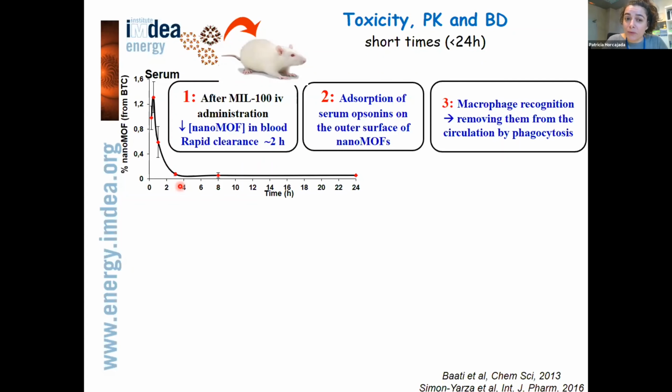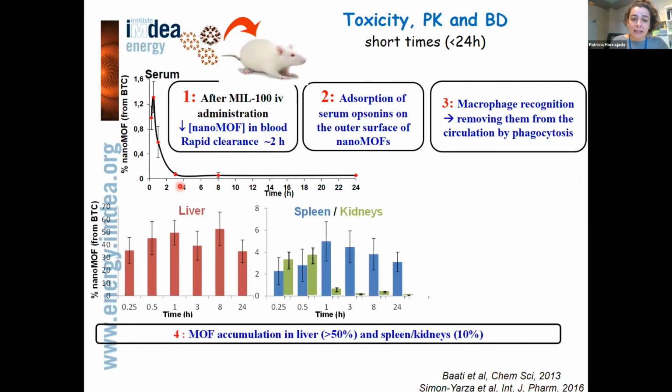This is due to the absorption on the outer surface of the particles of the serum proteins opsonins, which are responsible for the recognition of these foreign nanoparticles by the macrophages, removing them from the circulation by phagocytosis. These particles will accumulate mainly in the reticuloendothelial system. This is normal for all the nanoparticulate systems. And in liver and in spleen, we can find after 24 hours of the administration more than 60% of the administered dose.